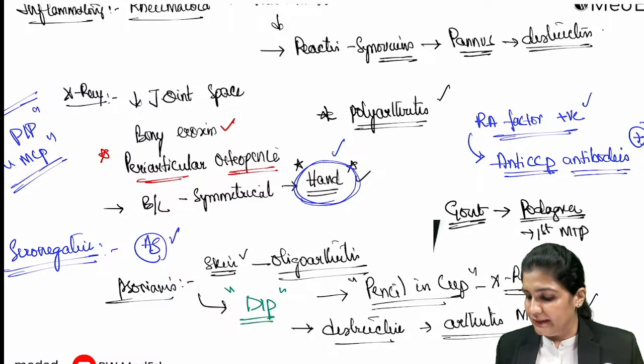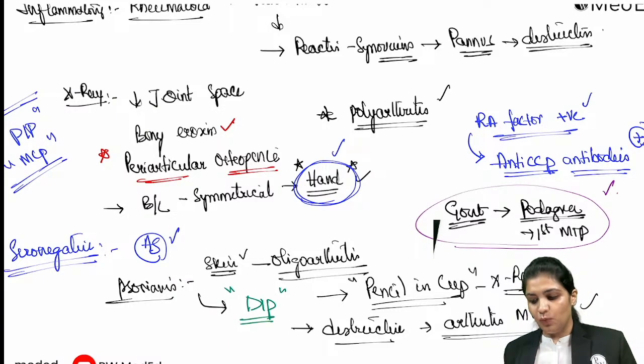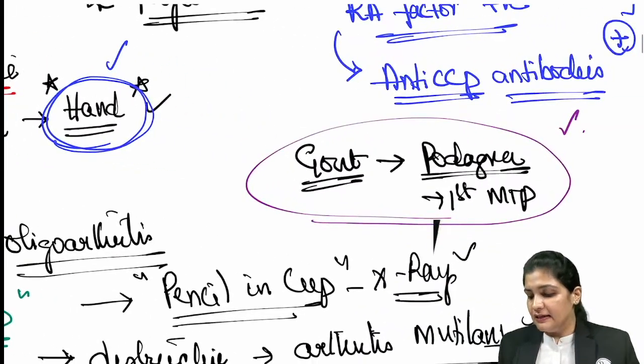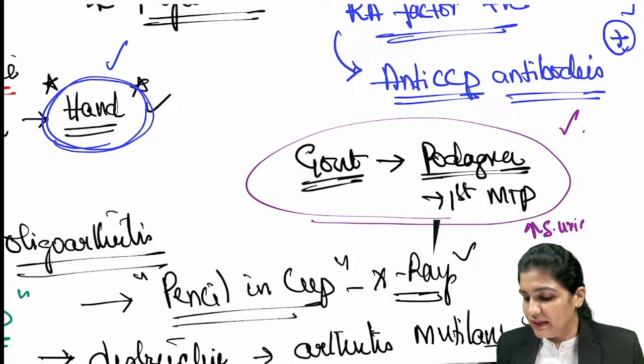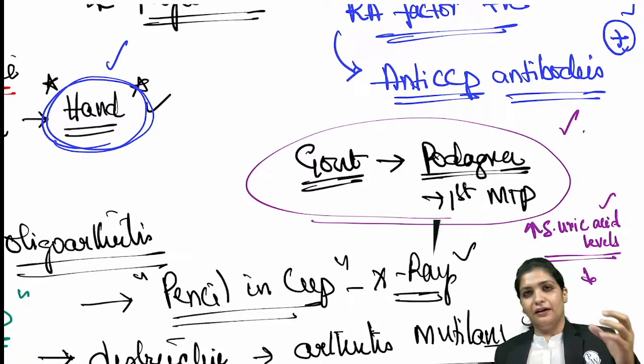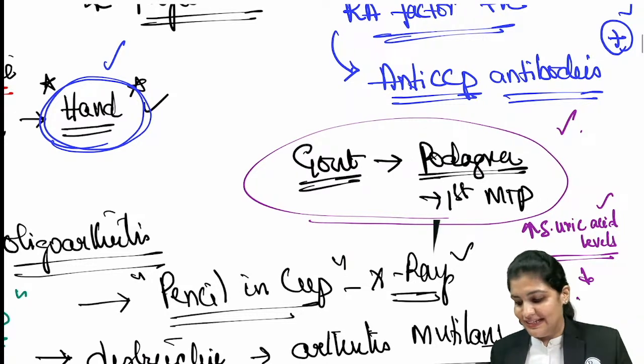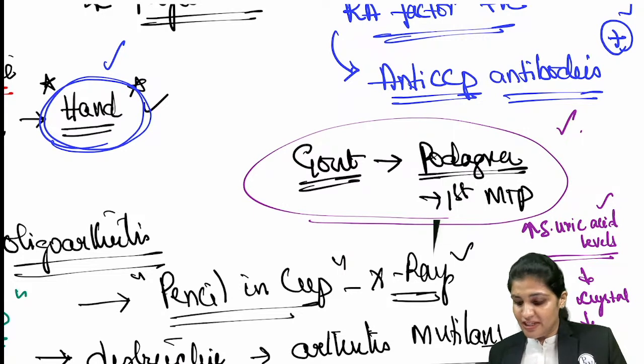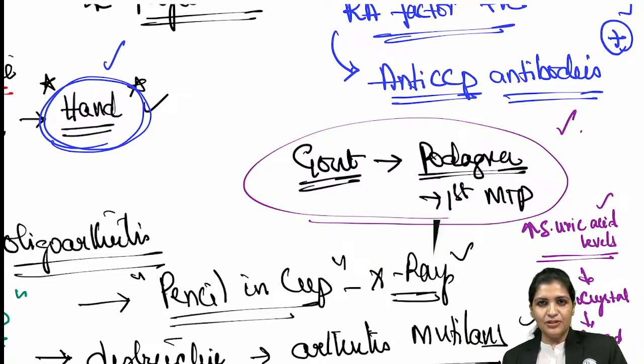So regarding gout, it is the first MTP which is involved, and here you see increased serum uric acid levels, right? And the uric acid crystals which are deposited in the joint can be taken from joint aspiration, and they are seen under polarized light where they are negatively birefringent, right? They are negatively birefringent. So this is about your gout.